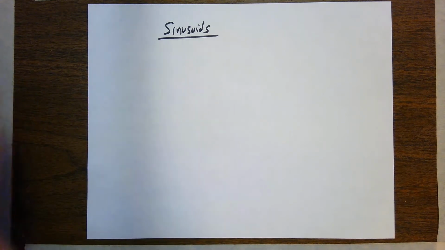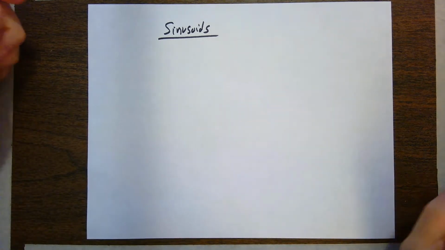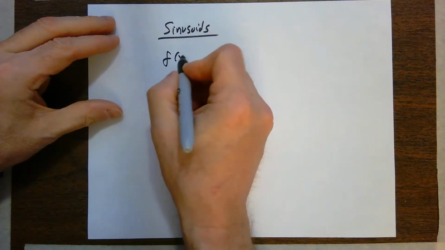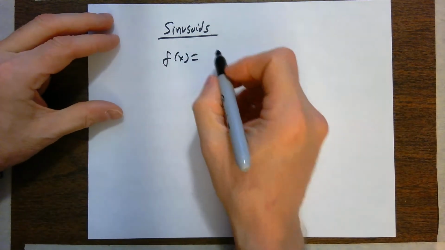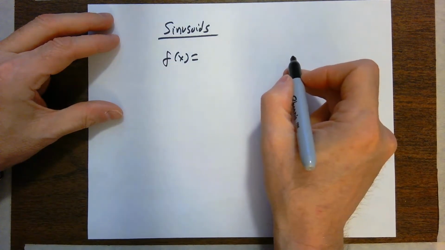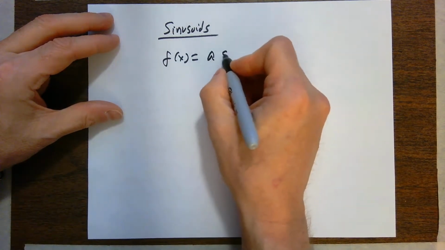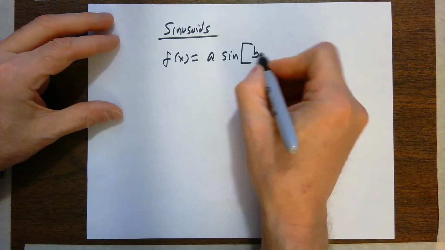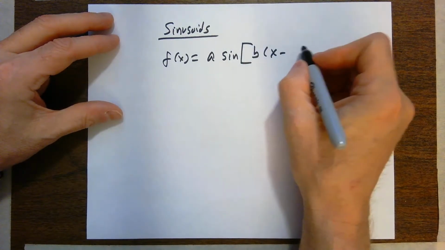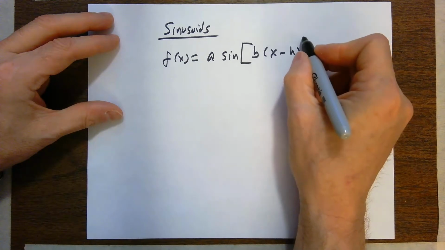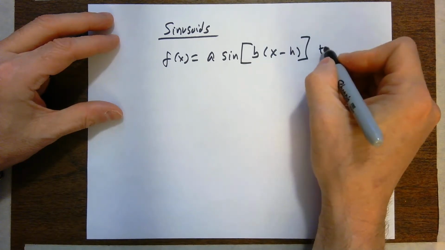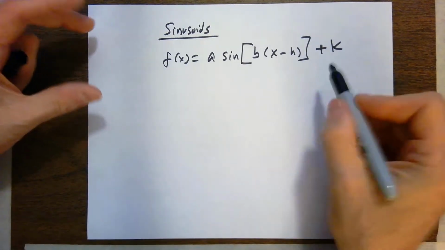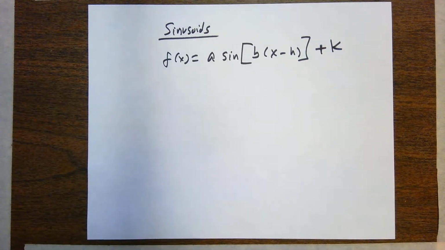The sinusoids are a group of periodic functions, and they're usually written in the form f of x equals, now I'm going to write down the way your textbook is writing it right now, a times the sine of b times (x minus h) plus k, which is slightly different than the way that I wrote it before.